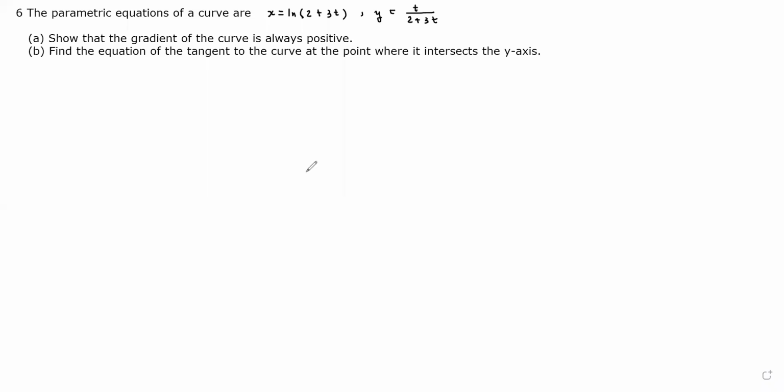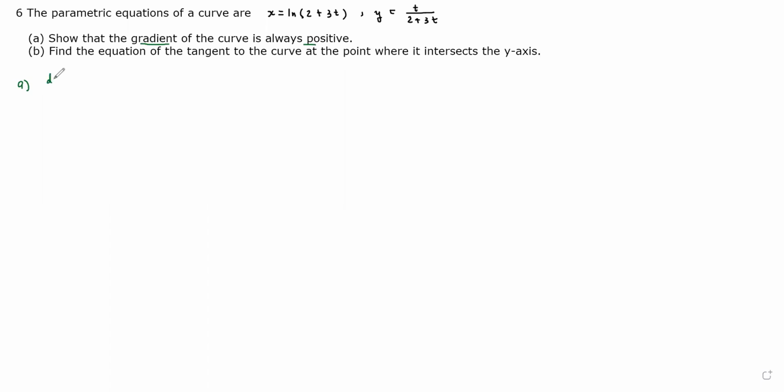We are given the parametric equations of a curve. x is ln(2 + 3t), and y is t over (2 + 3t). We need to show that the gradient of the curve is always positive. The gradient of the curve is given by dy/dx, so we need to find dy/dx first.